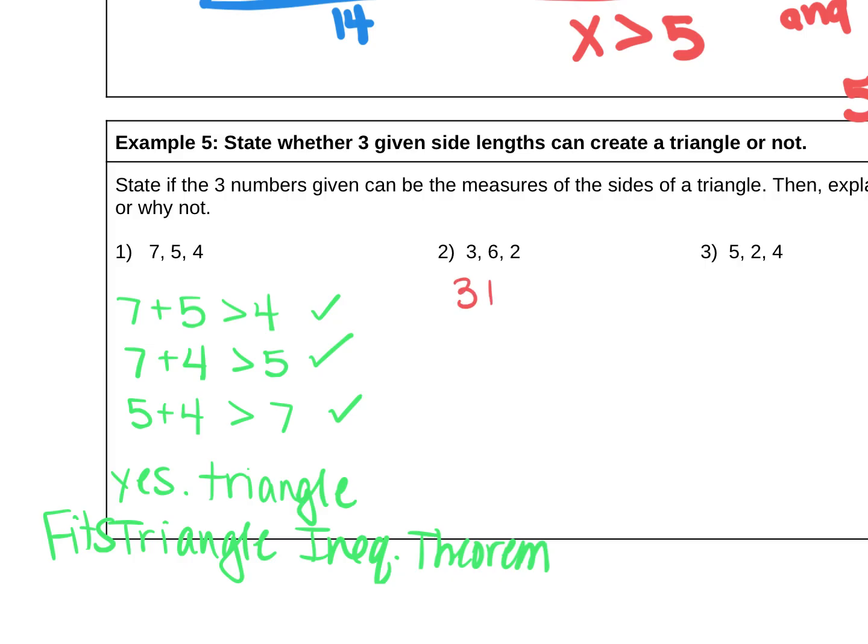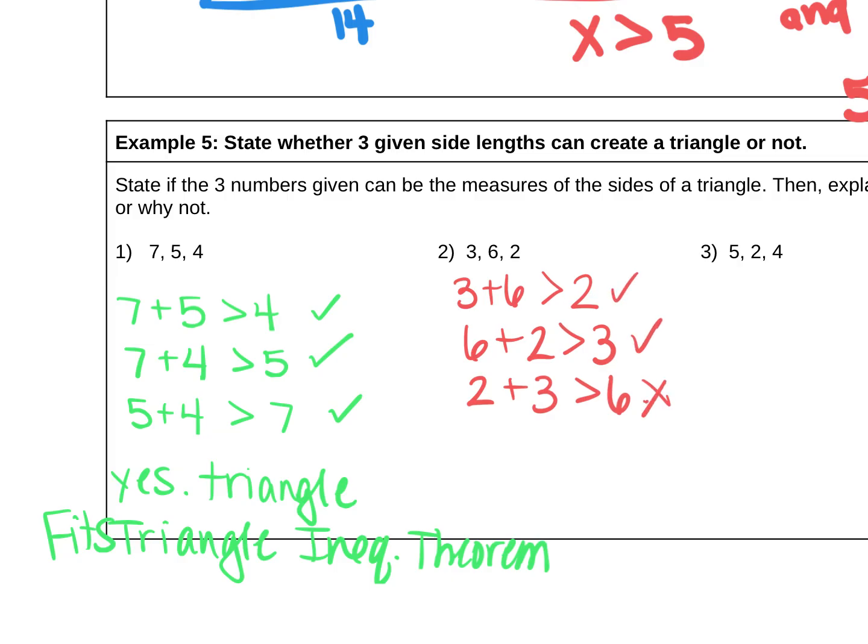We're going to go 3 plus 6 and see if that gets us something bigger than 2, and that one would. Then we'll keep checking. We're going to go 6 plus 2 and see if that gives us something bigger than 3. And then we're going to check the other one. We're going to go 2 plus 3 and see if that gives us something bigger than 6. These work, but this one does not work. 2 plus 3 is 5. 5 is definitely not bigger than 6. So we would say no, this does not fit the theorem.